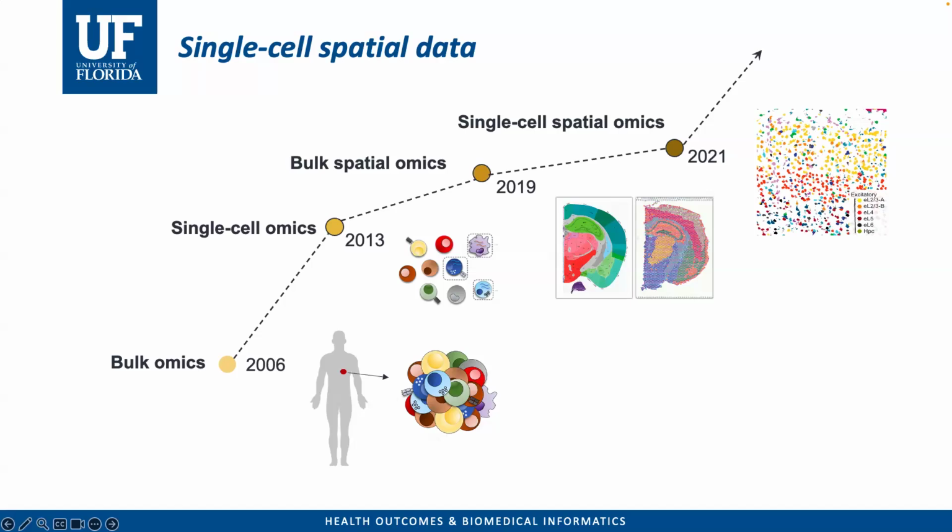So what does omics mean? Omics is a general word that includes genomics, transcriptomics, and proteomics. It's a general word for all those different layers of molecular sequencing.